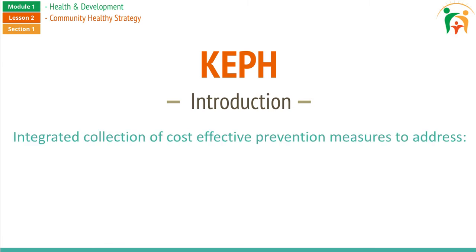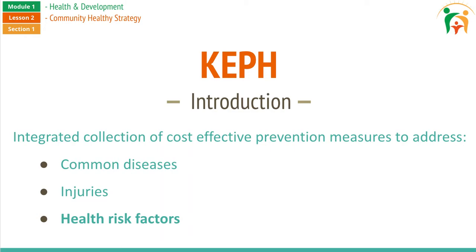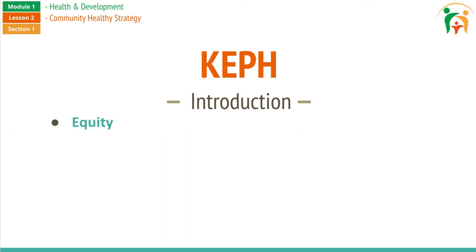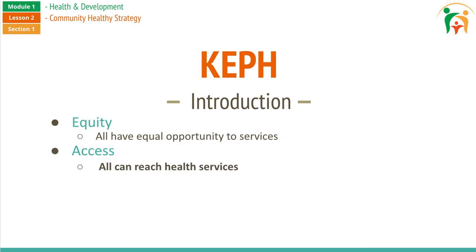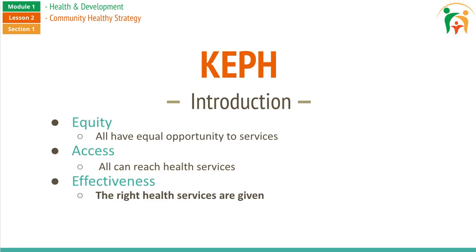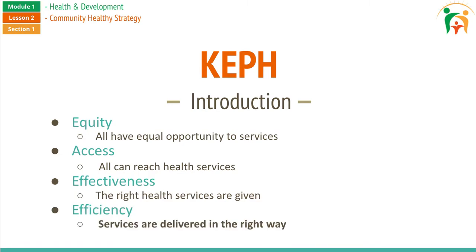Introduction. Integrated collection of cost-effective prevention measures to address common diseases, injuries, health risk factors. Equity. All have equal opportunity to services. Access. All can reach health services. Effectiveness. The right health services should be given. Efficiency. Services are delivered in the right way.